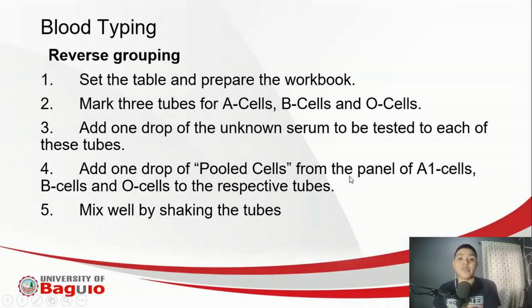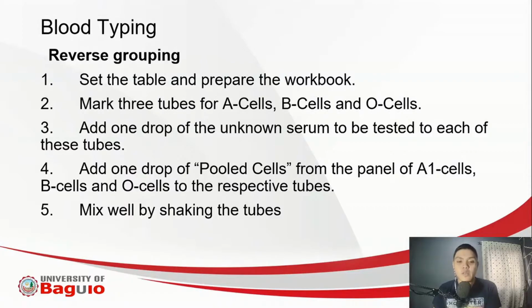Moving on to the steps of reverse grouping. First, we will set the table and prepare the workbook, and then we will mark 3 tubes for A cells, B cells, and O cells. After this, we will add 1 drop of the unknown serum to be tested to each of these tubes, and then we will add 1 drop of pooled cells from the panel of A1 cells, B cells, and O cells to the respective tubes.